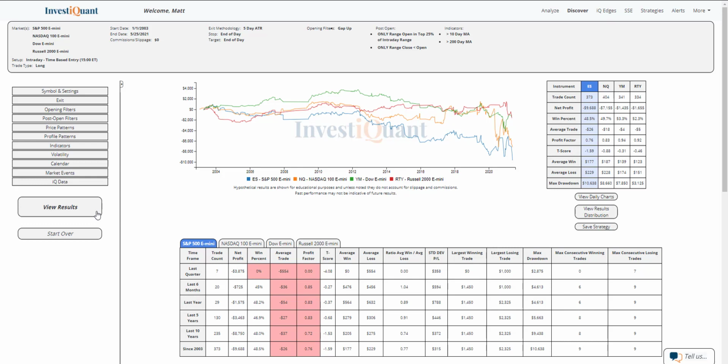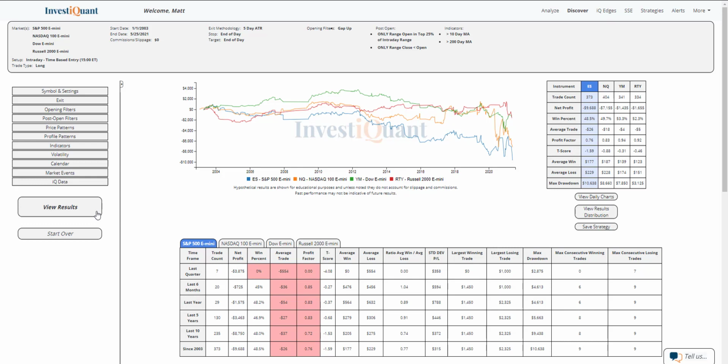So we've got a bunch of samples to look at here. We've got 373 samples in the S&P, 404 in the NASDAQ, 341 in the Dow, 334 in the Russell. If we look at the win rates on them, they are all just at that 50-ish% mark, where you've got the S&P coming in at 49, NASDAQ 50, Dow 53, and Russell 52%. So very neutral win rate.